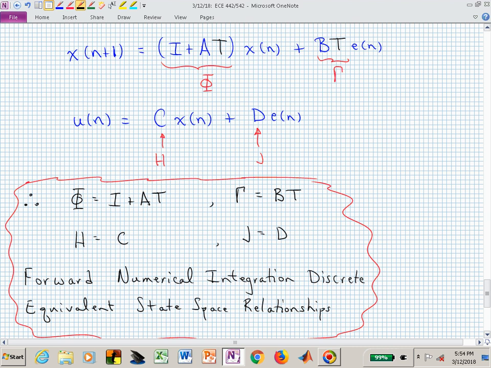Sorry. So in the zero order hold equivalent, H equals C, and if we were using J, J equaled D. So in those two cases, it's correct. The zero order hold output equation had the same structure in continuous time as in discrete time. The same for the forward.